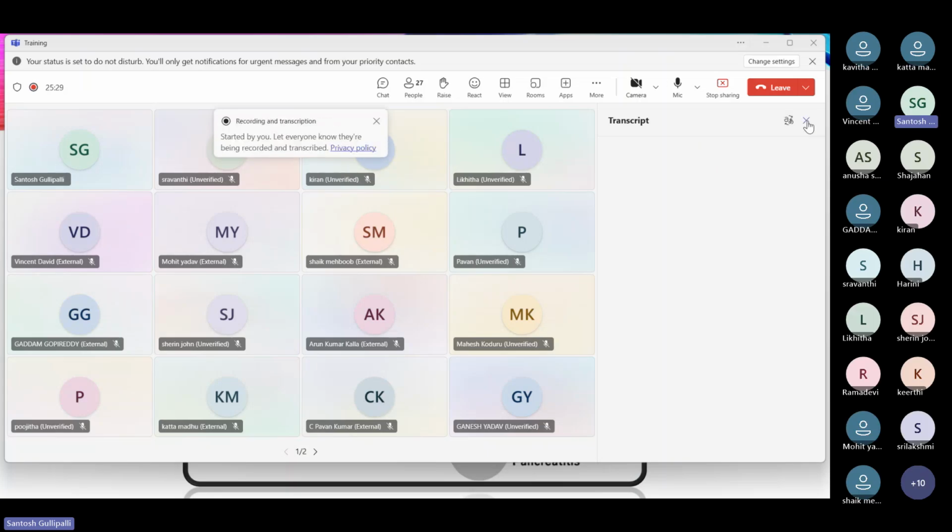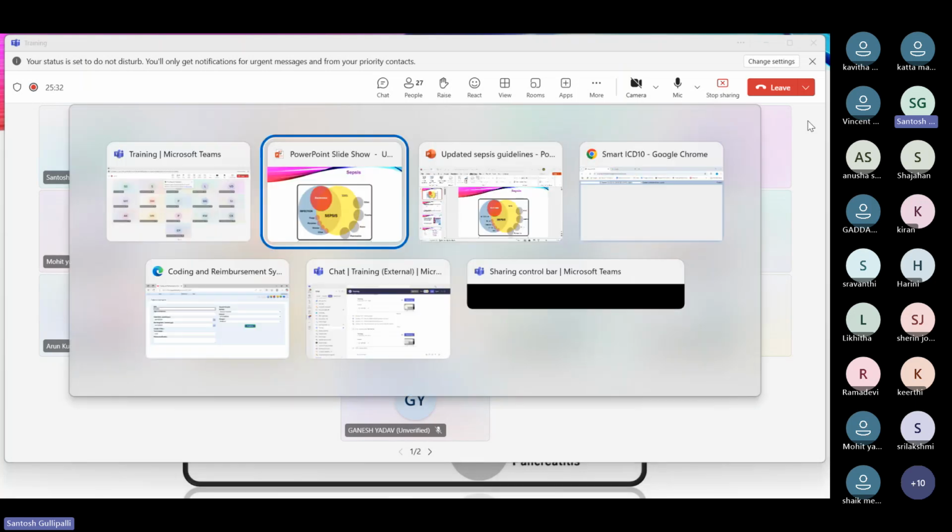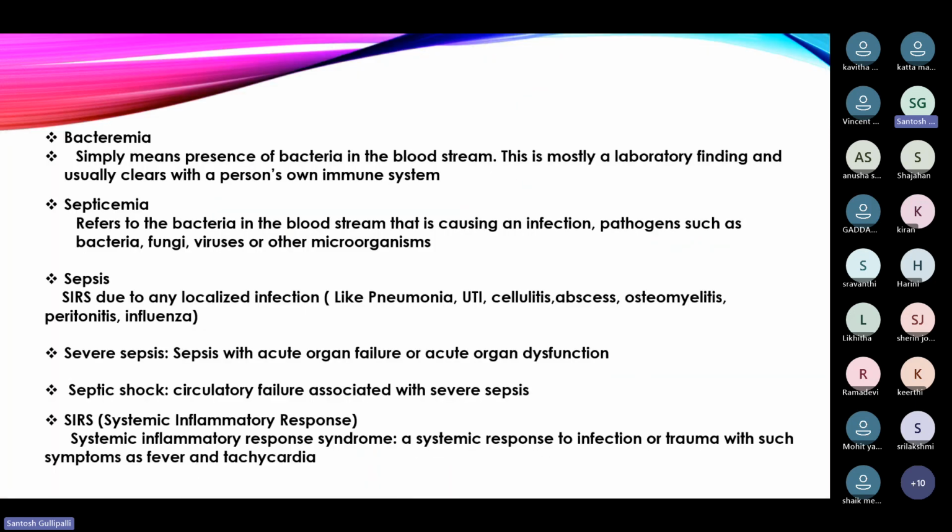Complicated in inpatient coding. So coming to sepsis, before that, first you can learn some things in the sepsis topic. First, you can learn bacteremia.